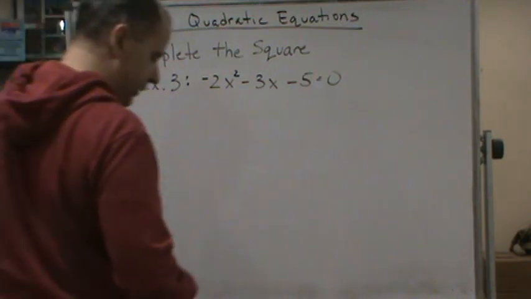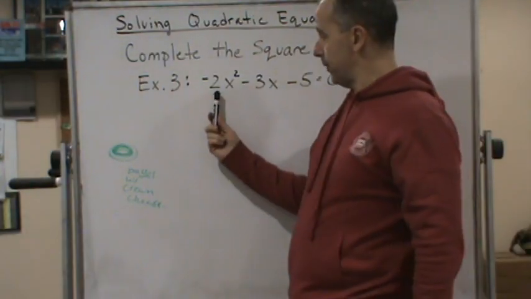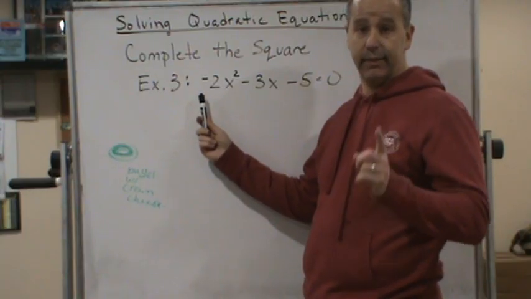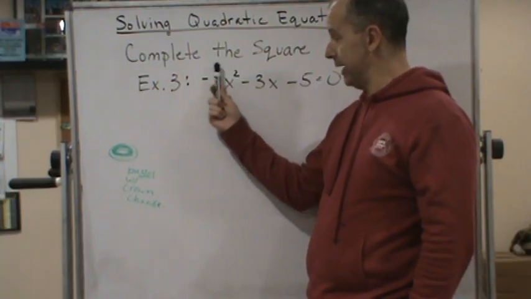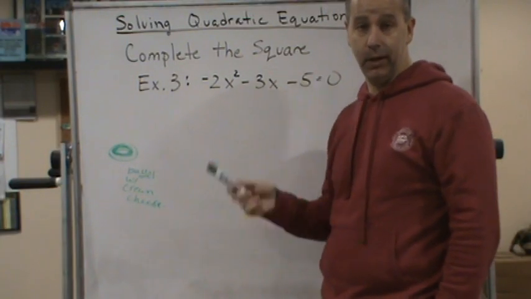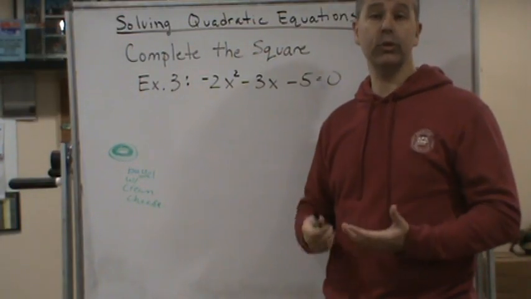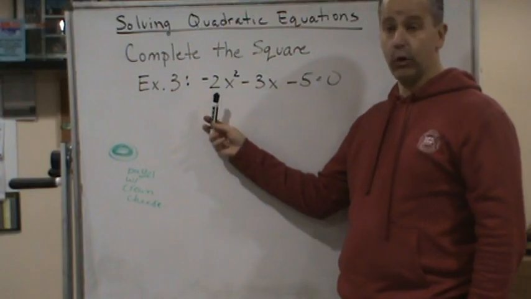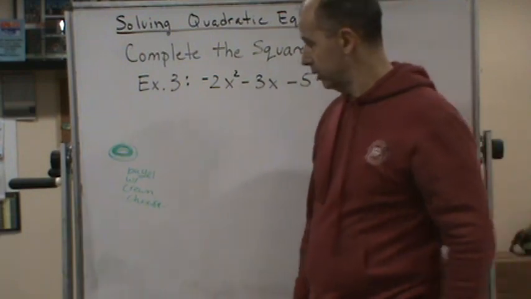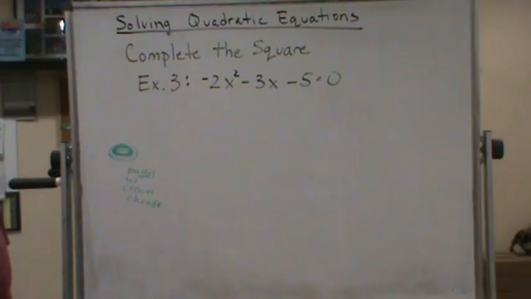All right, let's do this example here. Now, notice in this example, the leading coefficient is not 1, which means that we have to first make sure that this leading coefficient is 1 before we can complete the square. So that's one thing that you need to keep in mind, that completing the square will only work when the leading coefficient is 1. Okay? So just keep that in mind. Okay, we want the leading coefficient to be 1.